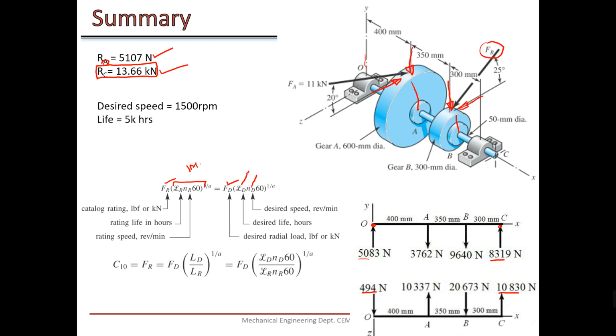Let's assume that our desired speed is 1500 RPM, and we want a life of 5000 hours. So it is 5K, it is 1500, and after that we have this equation. This value is the rated life, equal to 1 million. All the other parameters are known. A is equal to 3. Substituting these values, we get a final value of C10. So simply we need to design a bearing according to C10 equal to 104.6.